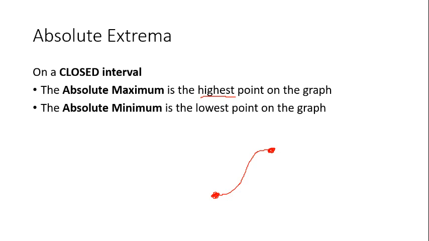So, for example, here, this is the highest point on the graph. This point has the biggest y-coordinate, so that is the absolute maximum. The absolute minimum on a closed interval is the lowest point on the graph, and it is the point that has the lowest y-coordinate, or the smallest y-coordinate. So this point here on this closed interval, since this is the lowest point and has the smallest y-coordinate, this is the absolute minimum.